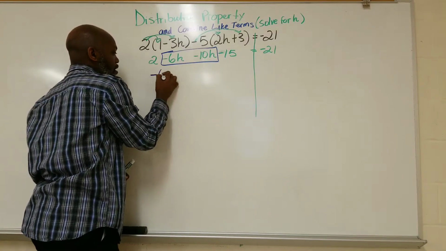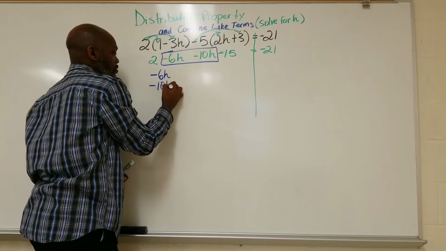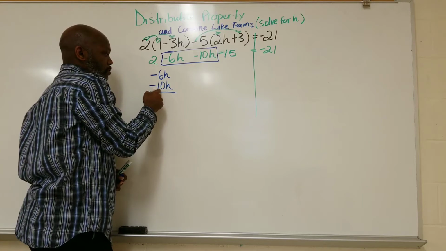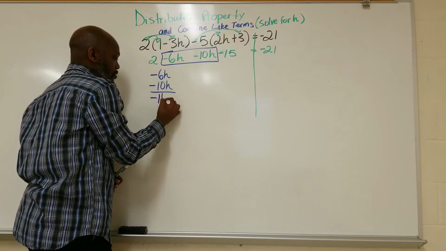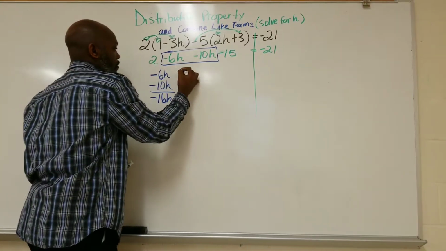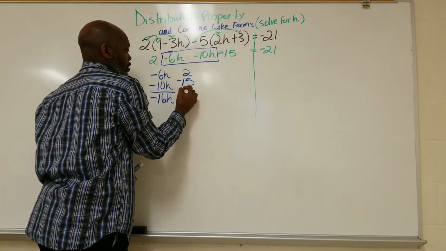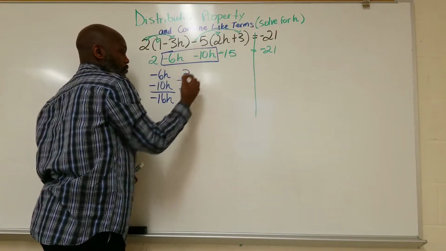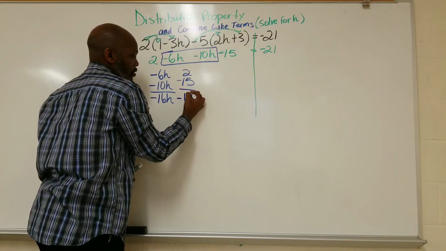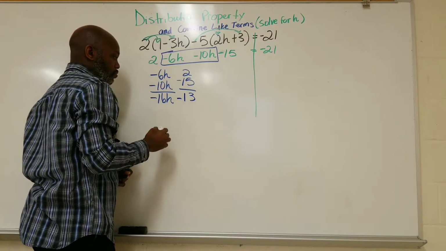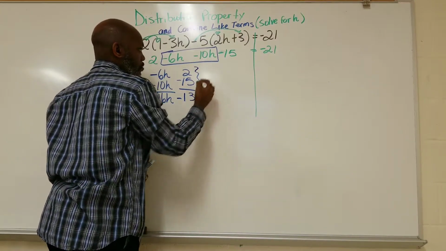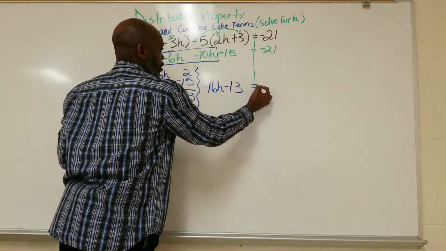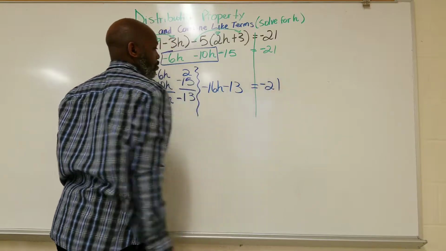So we have negative 6h minus 10h, right? Negative minus a number, we're going to be adding those. So that is negative 16h. Then we have 2 minus 15. And we have to do it in that order. We can't do 15 minus 2. We have to do 2 minus 15, and it leaves us with negative 13. So I have negative 16h minus 13 equals negative 21.